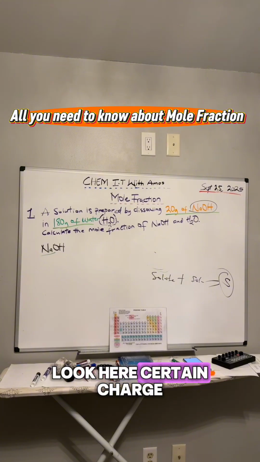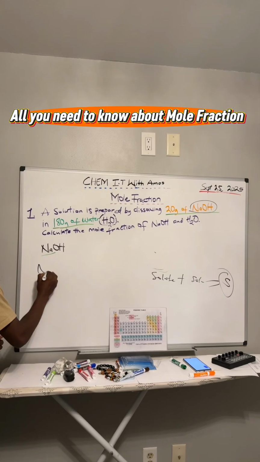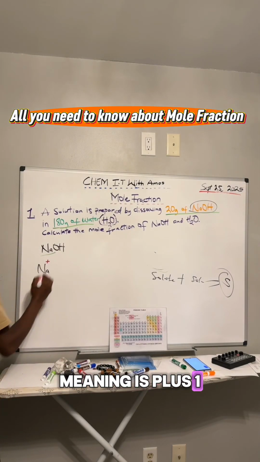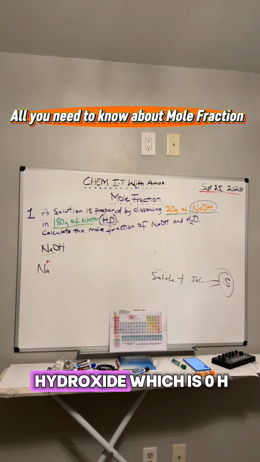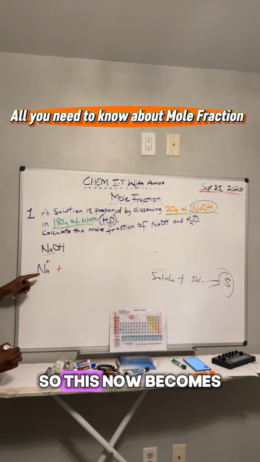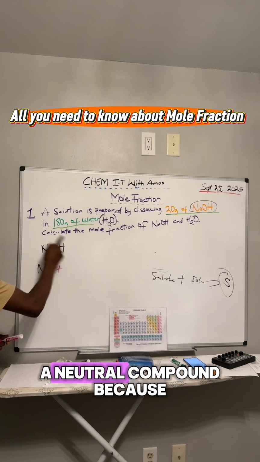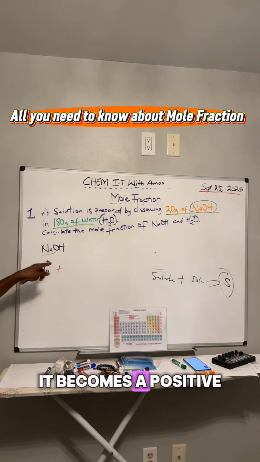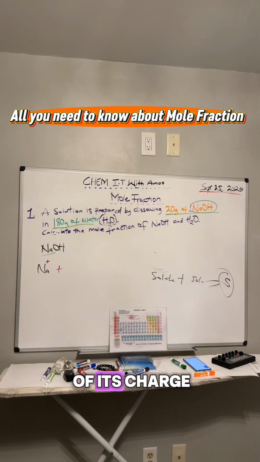So when you look here, the charge is actually positive, meaning it's +1. So if we add sodium to hydroxide, which is OH, this now becomes a sodium cation because of this charge right here. This compound is neutral because it has no charge. So for this, it becomes a positive ion of sodium because of its charge.